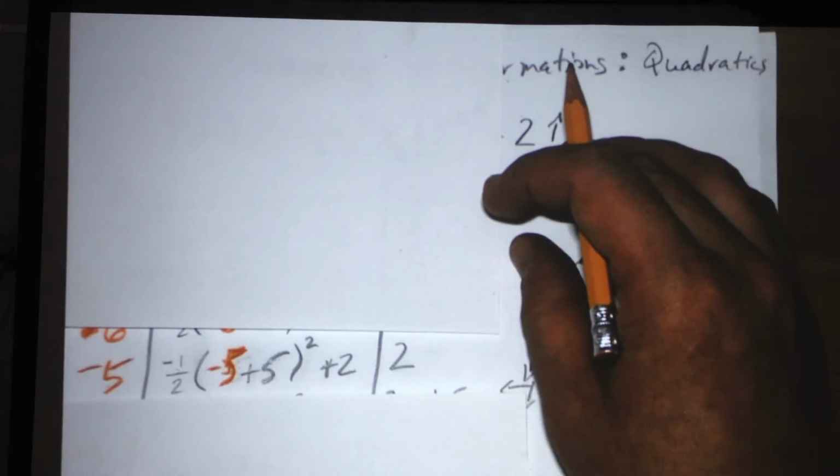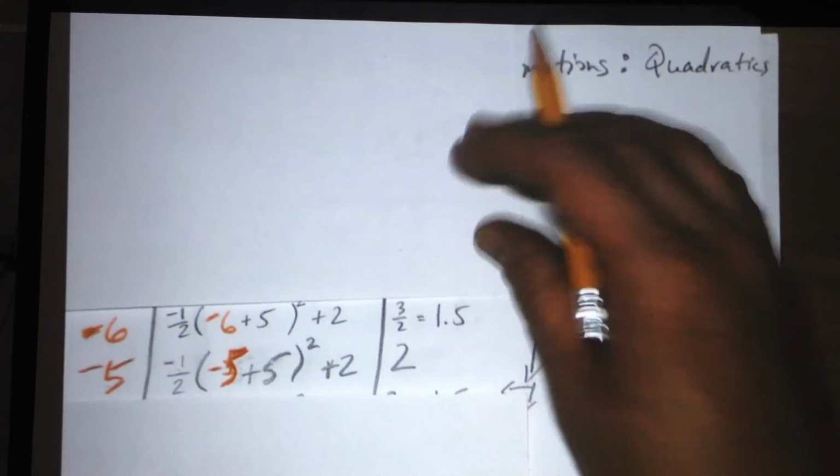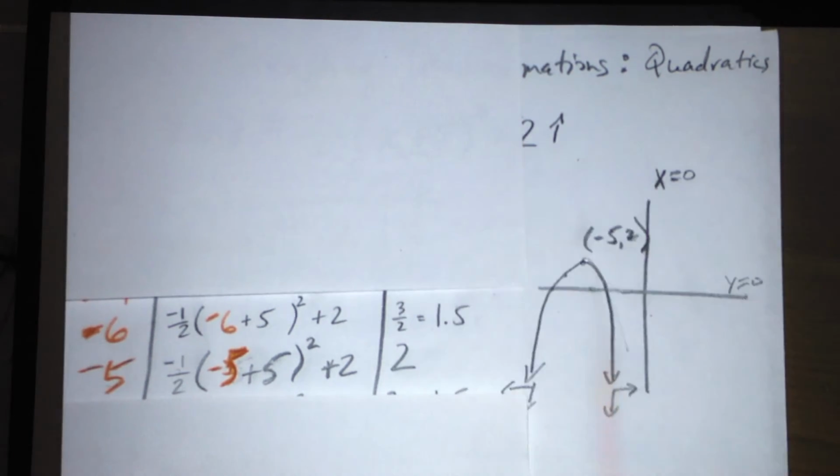Now plug in the numbers around -5. So go left to -6, plug in -6. -6 plus 5, evaluate, is -1. -1 squared is 1. 1 times -1/2 is -1/2. Then -1/2 plus 2. Don't let the fraction give you a headache. -1/2 plus 2 is 3 over 2, which is the same as positive 1.5.